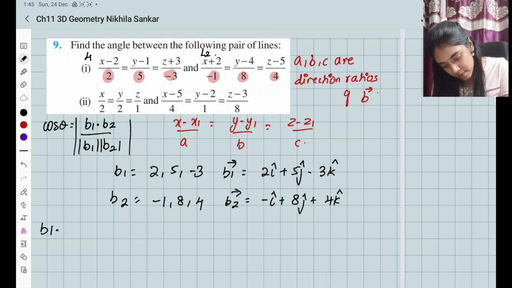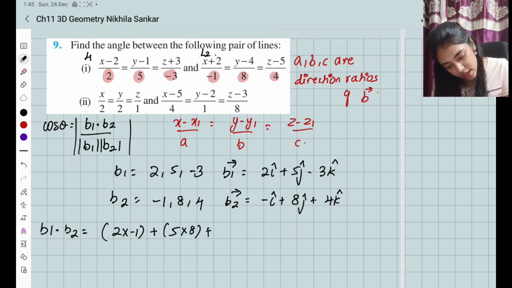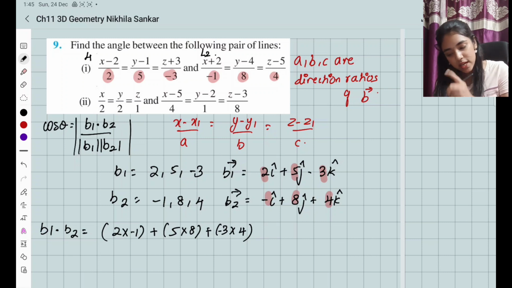So first B1 dot B2 is going to be 2 into minus 1 plus 5 into 8 plus 3 into 4. Basically, what am I doing? I'm multiplying 2 into minus 1, 5 into 8, minus 3 into 4. Okay, there is a minus 3 at this place. Don't miss the minus. Minus 3 into 4. And you can also directly multiply from here. So 2 into minus 1, 5 into 8, minus 3 into 4.